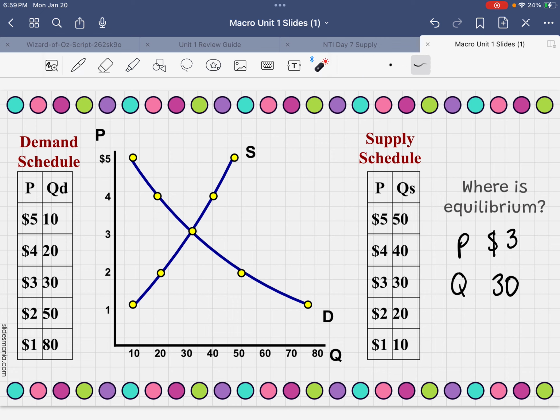I could have gotten that from the graph like this, and on a graph we would represent it this way and call this P1, and we would represent it this way and we would call this Q1. And this would be S1 and D1.